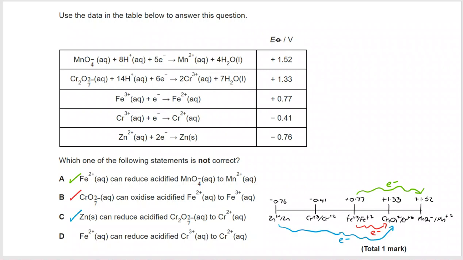If we move on to the next one, it's actually slightly more complicated than this, because we have got zinc reducing chromium 6 to chromium 3, but it can also reduce chromium 3 to chromium 2. So that would happen. The zinc would be oxidized, because it's on the left hand side, to Zn2+.